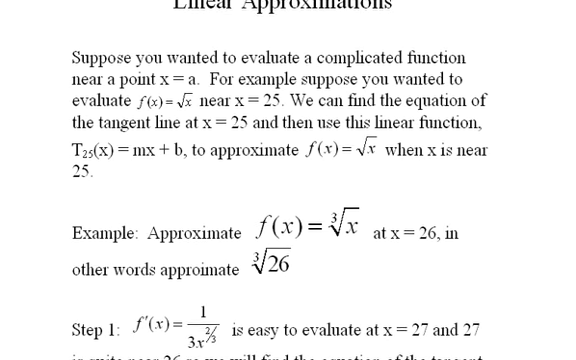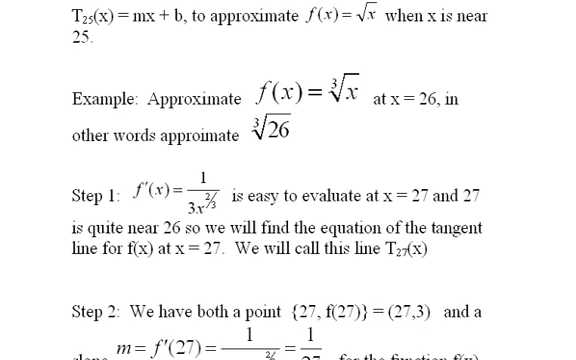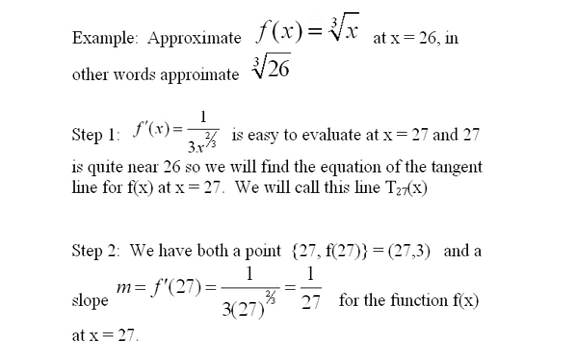So what would we do? Well, step one. First thing, we'd look at the derivative of f of x, which is 1 over 3x to the 2/3 power, and we see that it's easy to evaluate this function at x equals 27, and 27 is near 26. So we'll find the equation of the tangent line for f of x at x equals 27. We'll call this tangent line t sub 27 of x. So we'll find the equation of the tangent line at a nice easy point near the point of interest, 26.